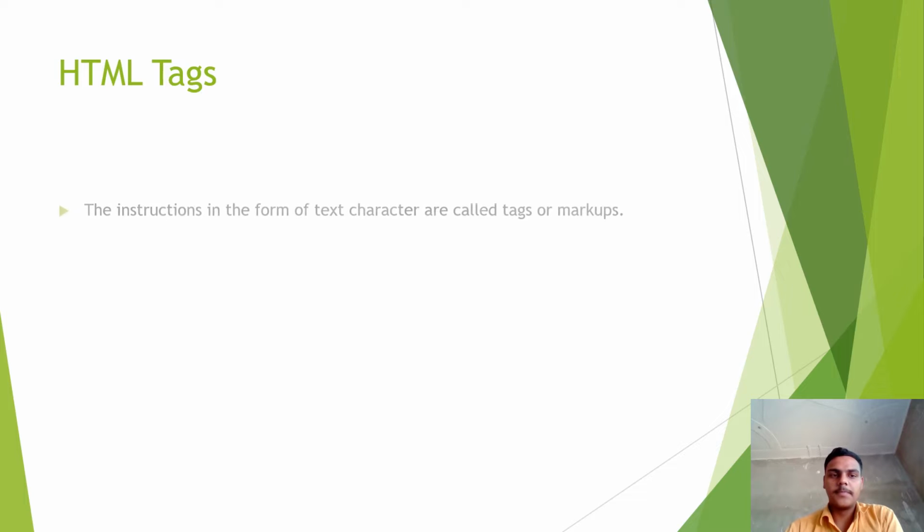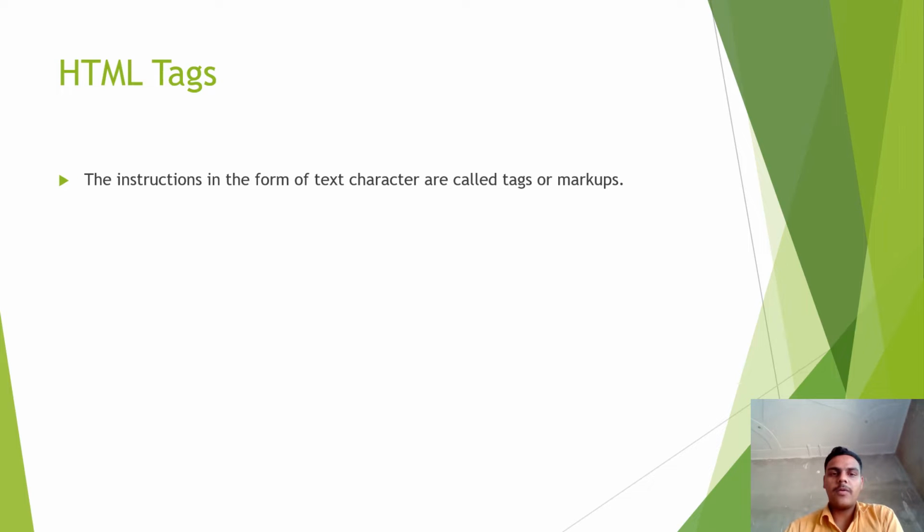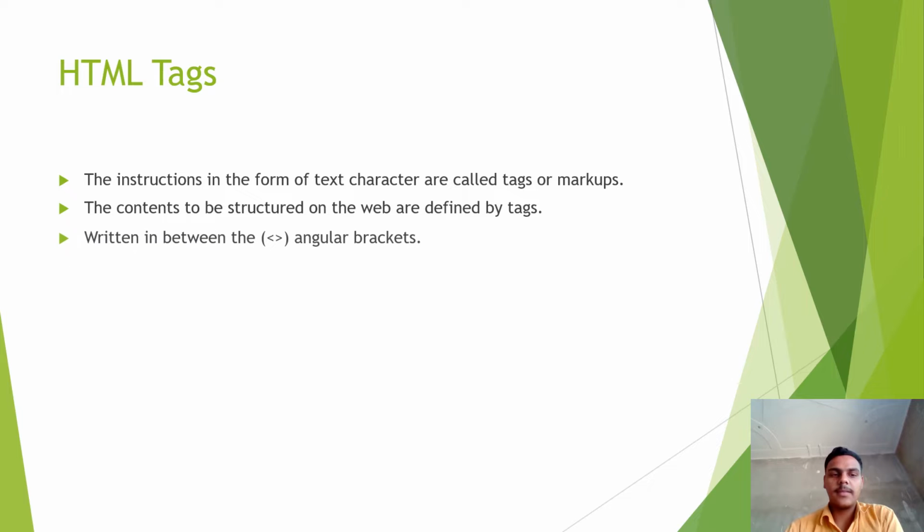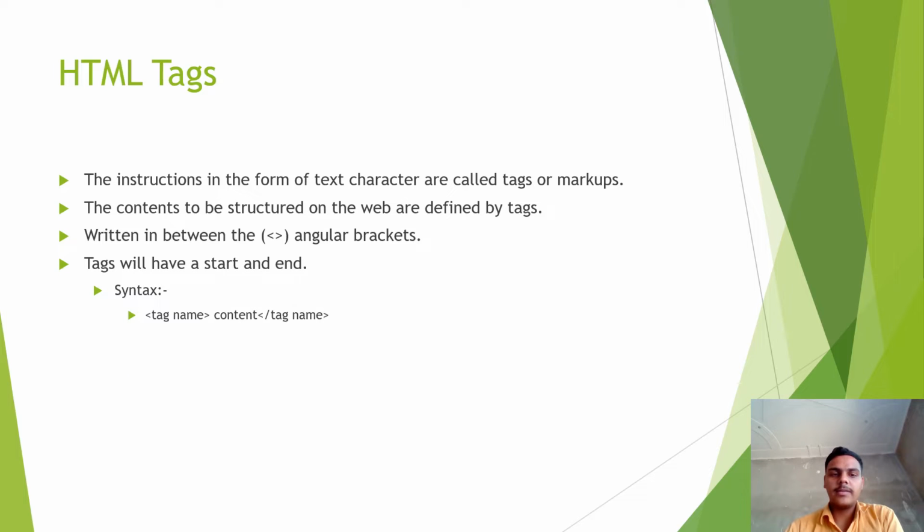HTML tags. The instructions in the form of text characters are called tags or markups, or in other words, the contents to be structured on the web are defined by tags. Tags are written between angular brackets. Tags have a starting and ending tag. The syntax of the tag is as follows. The ending tag contains a forward slash before the tag name.